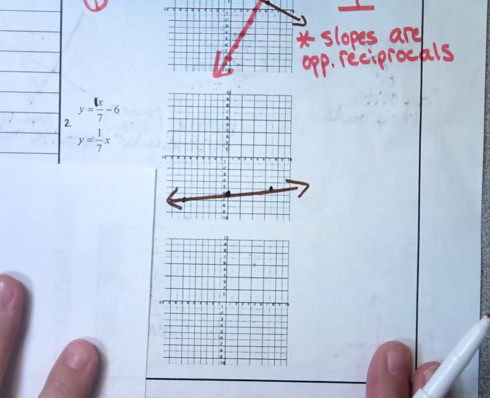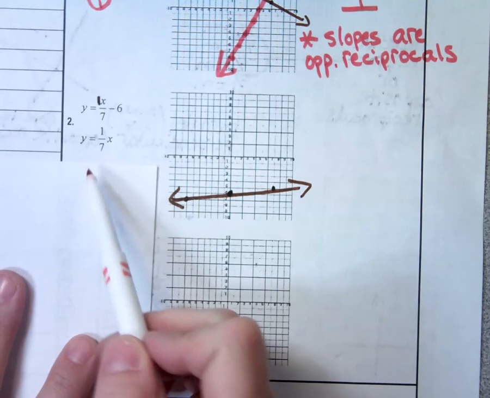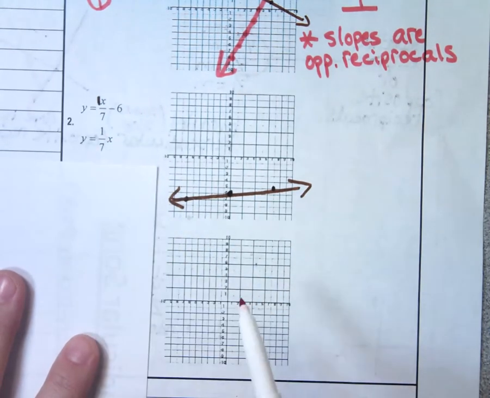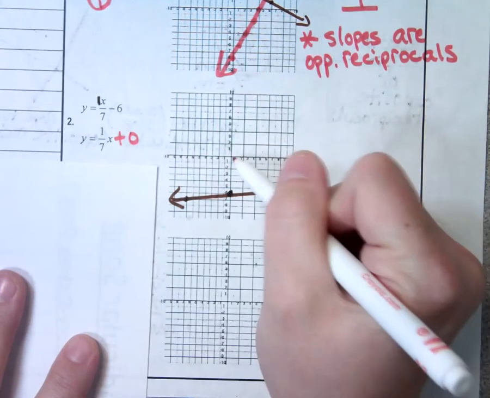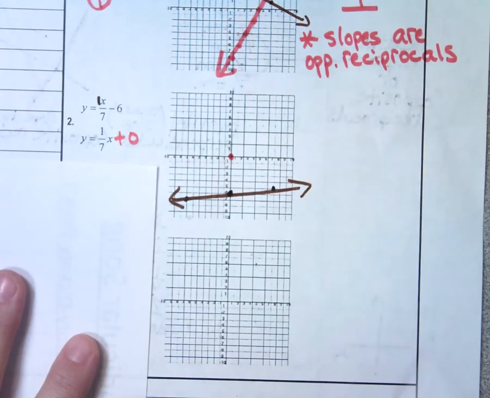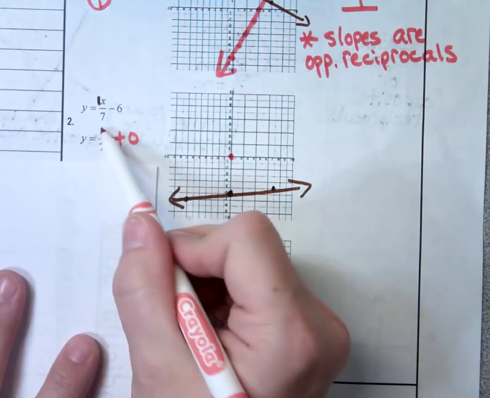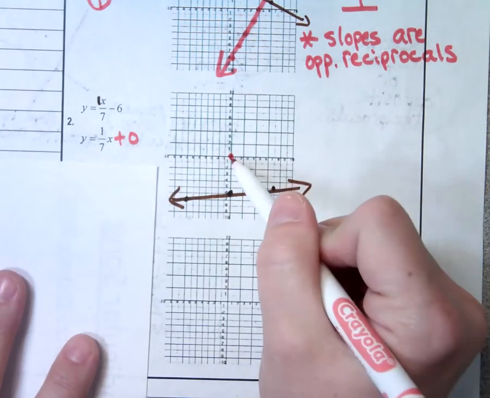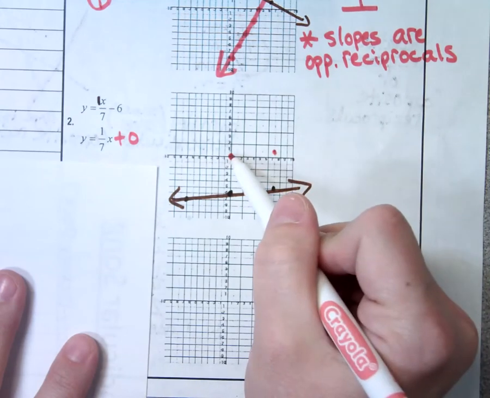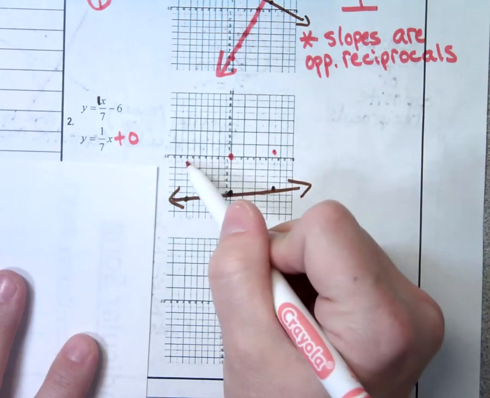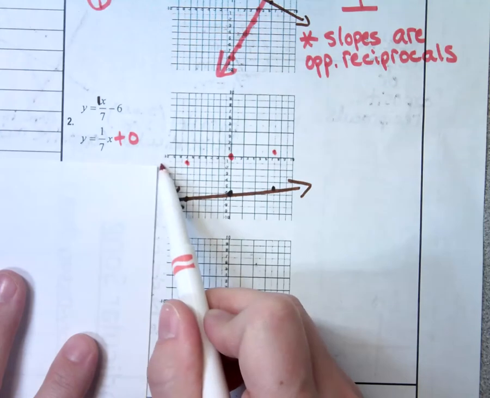Okay, my next one. I know it's a diagonal line because of the x and y. What's the y-intercept? 0. You don't see the number behind the x, so it's understood to be a 0. My slope is 1/7, rise over run, so I rise 1 and I run to the right 7. Or I can do the opposite. I can go down 1 and left 7. And then I'm going to draw that line.